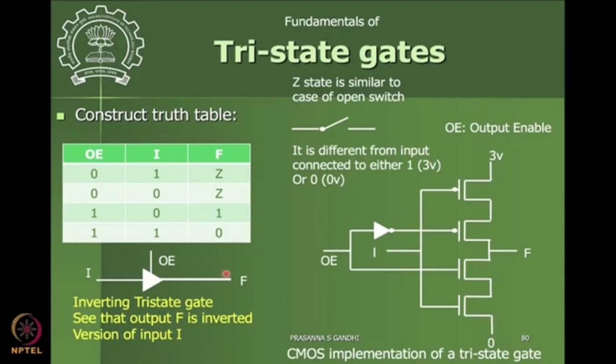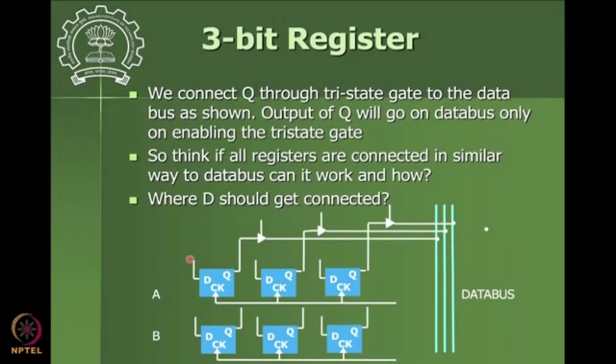This is an inverted kind of tri-state gate, because output enable is 1, input is 0, output is 1. So one can use a NOT gate here to make sure that input and output have the same value. So you can imagine that this gate is such that the input value will be on the output only when output enable is enabled, or it is 1. So this is a gate we'll make use of in this construction now.